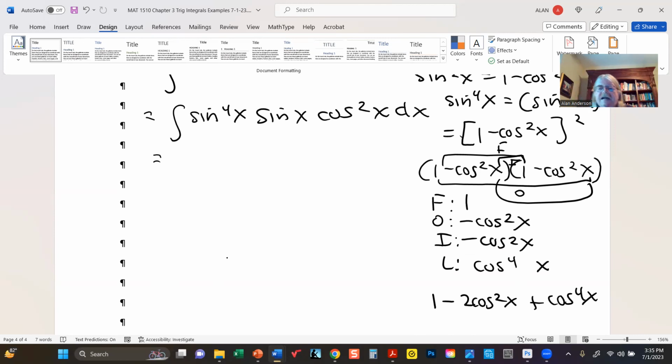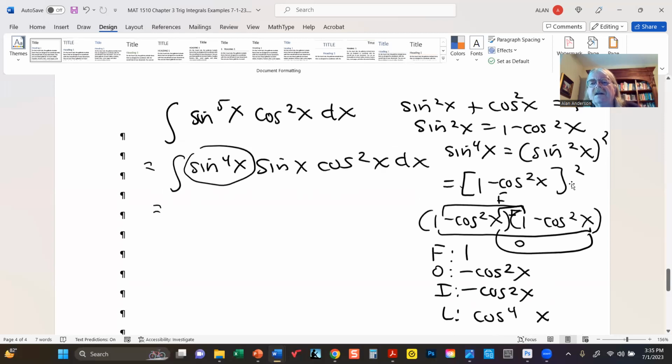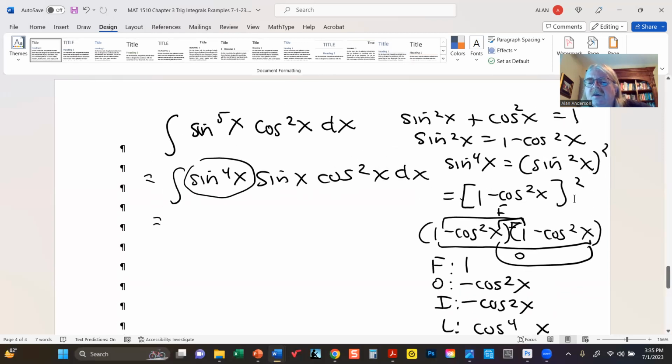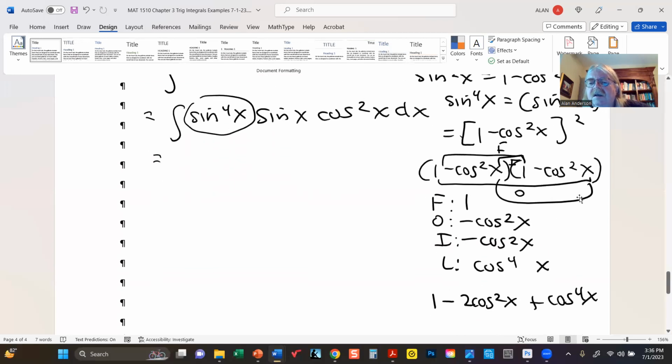Now, that would become this term. So this is sine to the 4th of x, which is sine squared of x squared. And using the Pythagorean identity, we replace the sine squared of x with 1 minus cosine squared of x. When we square that, we figure out with FOIL that this equals 1 minus 2 cosine squared x plus cosine to the fourth of x. So how is this going to speed things up? Well, let's find out.